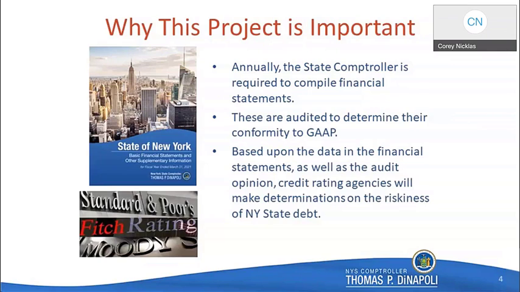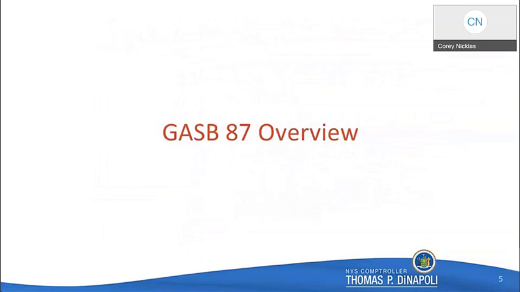Annually, the New York State Comptroller is required to compile financial statements. Peter and I both work in the Bureau of Financial Reporting, known as BFR, that is responsible for putting together all the financial statements for New York State. These financial statements are audited to determine their conformity to GAAP. Based upon the data in the financial statements as well as the audit opinion, credit rating agencies will make determinations on the riskiness of New York State debt. With the importance of implementing and accounting for GASB 87 leases, we wanted to give a brief refresher.